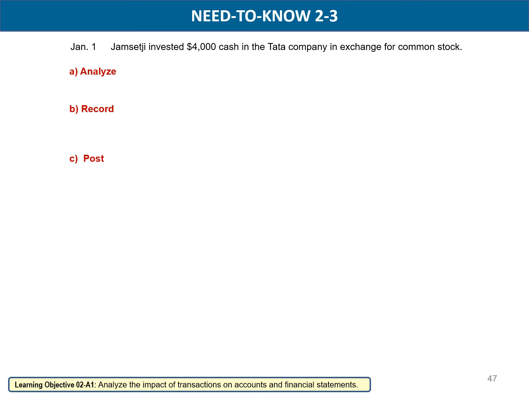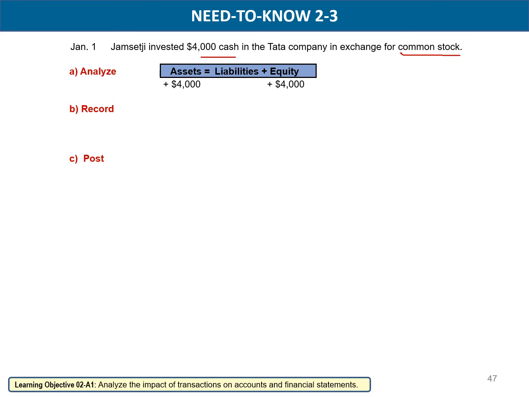When we analyze the transaction, we're trying to figure out what accounts are affected and what types of accounts they are so that we can put them in the accounting equation in the right spot, right? We said $4,000 cash, so we know our cash account is affected, and we know our common stock account is affected. Cash is an asset, so it'll go on the left side, and common stock is an equity account, so it'll go on the right side. So we have assets increasing by 4,000 and equity increasing by 4,000.